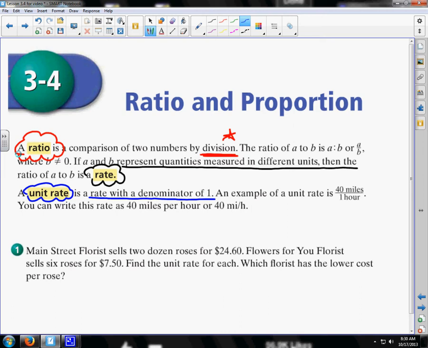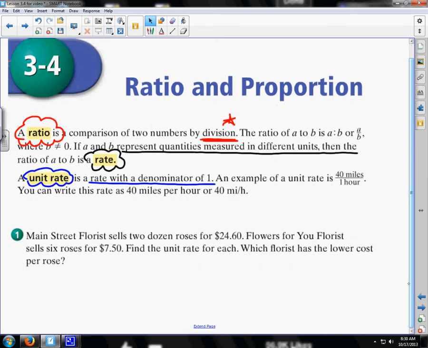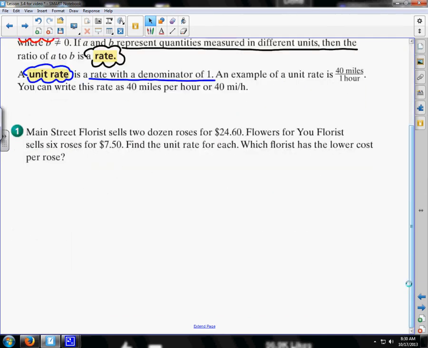So, Main Street Florist sells 2 dozen roses for $24.60. Flowers for You Florist sells 6 roses for $7.50. Find the unit rate for each. Which florist has the lower cost per rose? So try this problem.